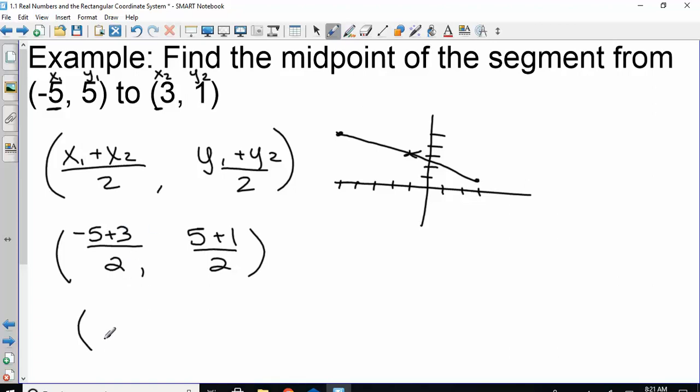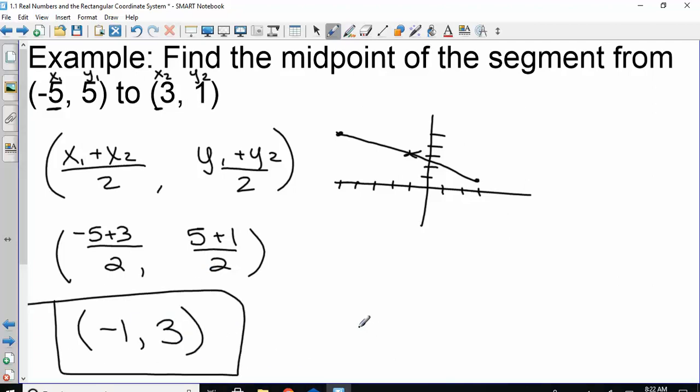Yeah, that's fine. So negative 5 plus 3 is negative 2, divided by 2 is negative 1. 5 plus 1 is 6, divided by 2 is 3. So the midpoint is the point negative 1, 3. Which, from my picture, was a pretty good job of guessing that.